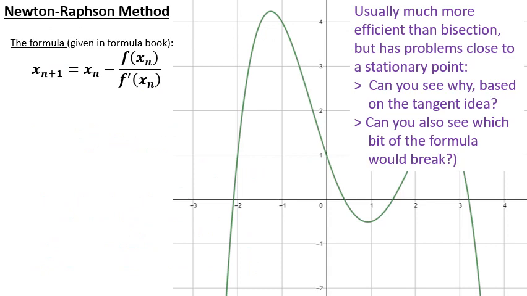Okay, now we're going to talk about the Newton-Raphson method. This is a more efficient method than bisection. Bisection is the method that you've used before. You've done it at GCSE.